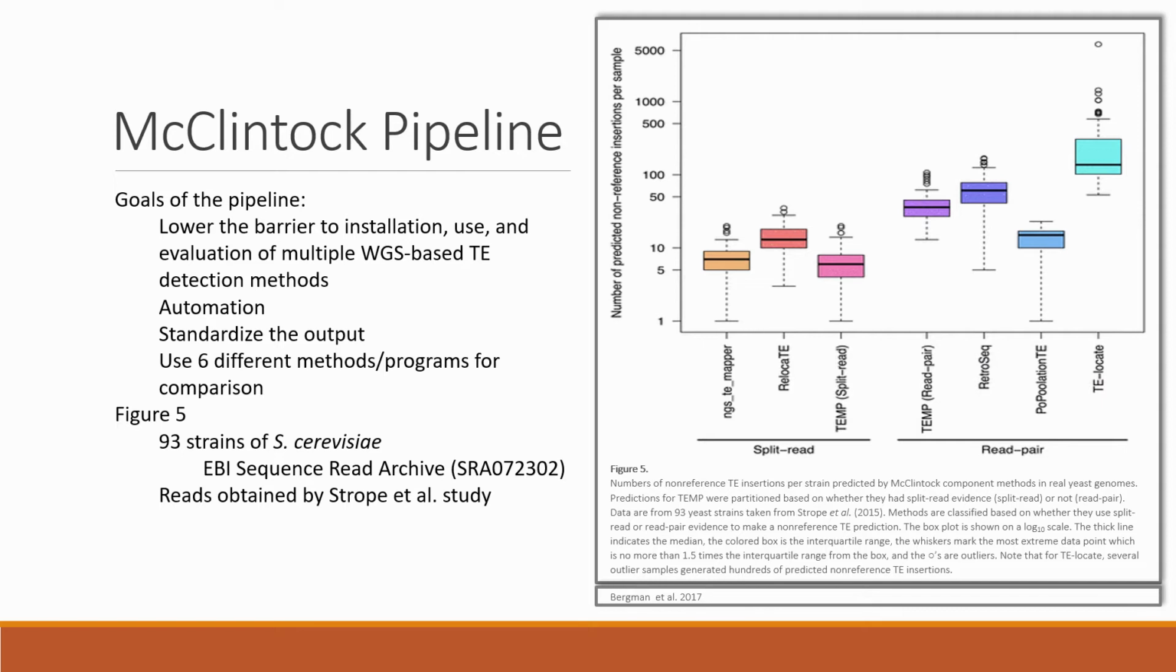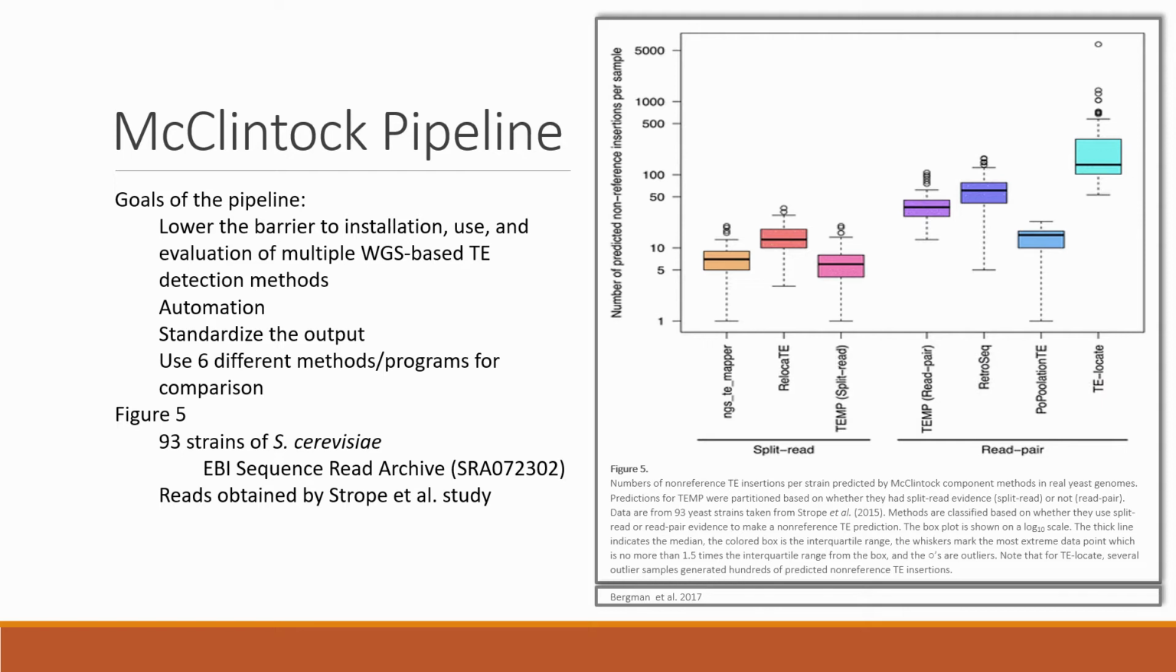Now this is where my research begins. I have been tasked with using the McClintock Pipeline, which was not made by Barbara McClintock, but rather named after her for her original efforts in transposition research. The primary goal of the McClintock Pipeline is to lower the barrier to installation, use, and evaluation of multiple whole genome shotgun resequencing database transposable element detection methods by automating the formatting of key input files and standardizing the output of these multiple methods to allow easy comparisons of results between them.